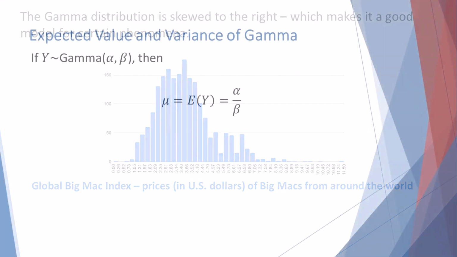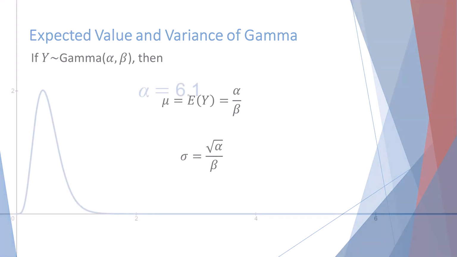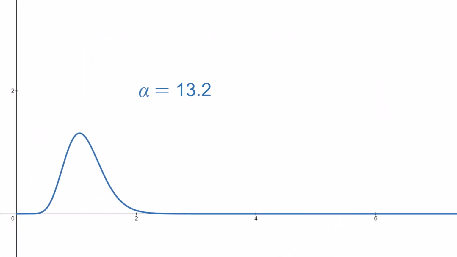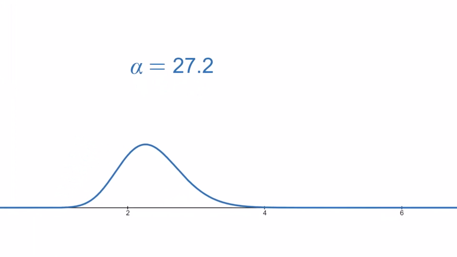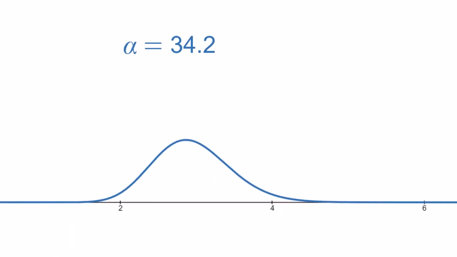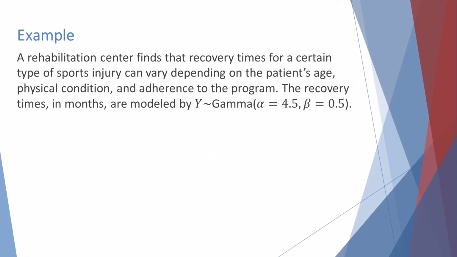If we have a gamma distribution with parameters alpha and beta, then the mean is given by alpha over beta, and the standard deviation is the square root of alpha over beta. One thing to note here before we move on to an example is that since we've been exploring connections between different distributions, if alpha gets larger and larger, then the gamma distribution approaches a normal distribution. Let's look at an example.